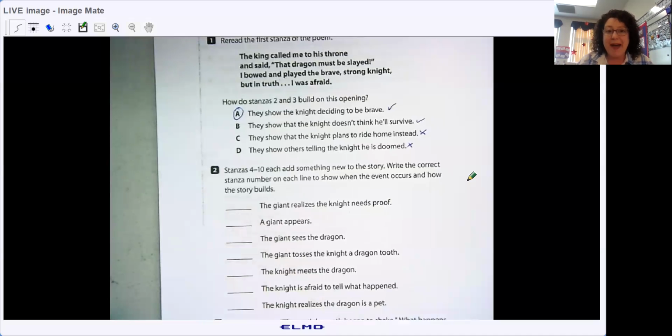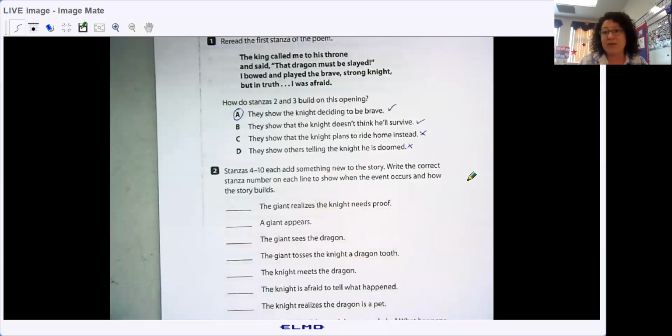So I'm just going to go back. Rather than trying to find all these random sentences, I need to make it easy for myself and start at stanza 4. Then I'm going to find the answer choice.